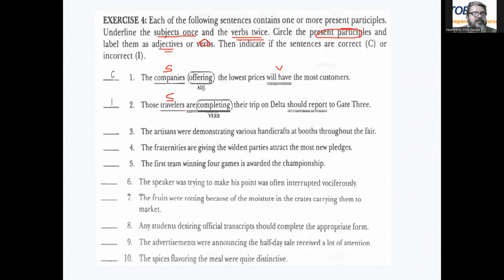Those travelers are completing the trip on Delta should report to gate 3. We mentioned before that in this section, we're working with one clause sentences. So we need one subject and one verb. Subject, travelers. Here we have two verbs. So this is incorrect because there is a double verb. To fix this one, say: the travelers completing the trip on Delta should report to gate 3.